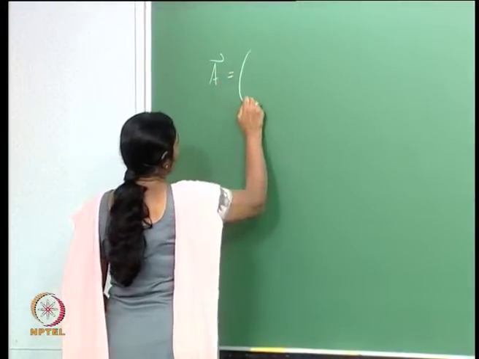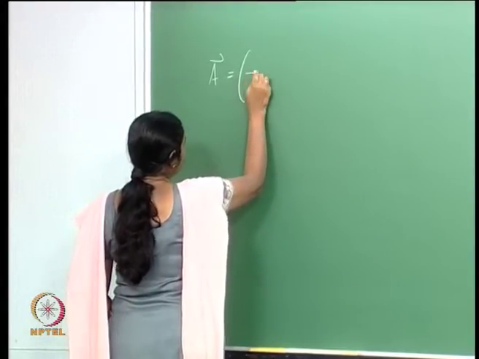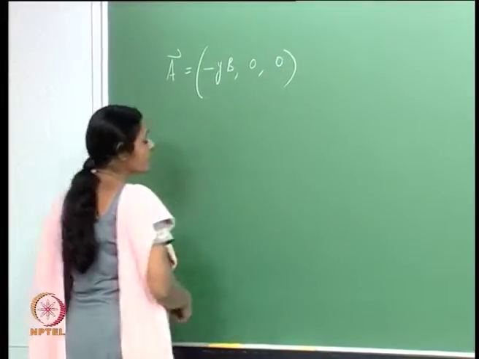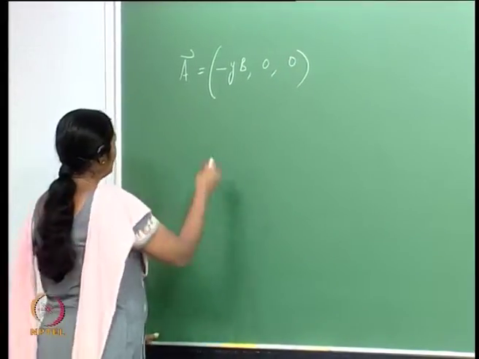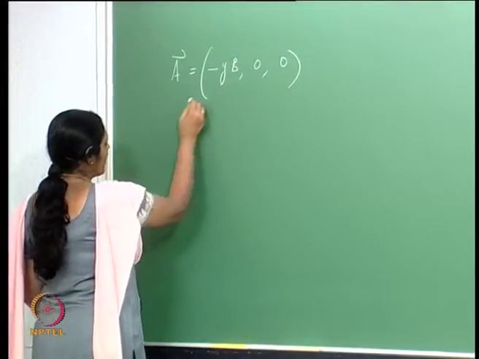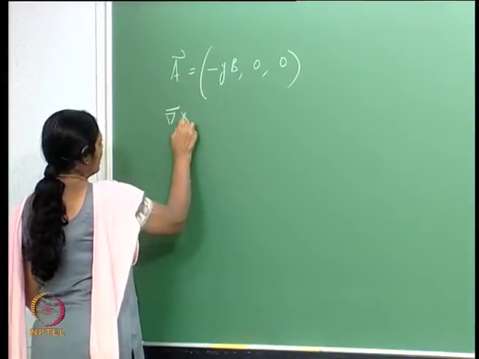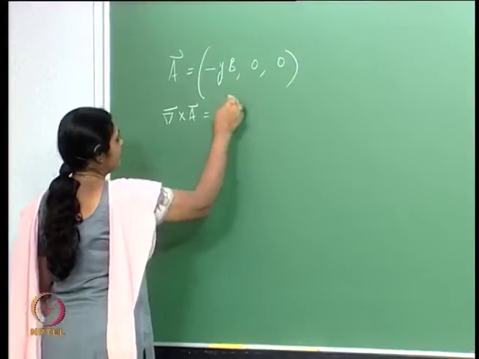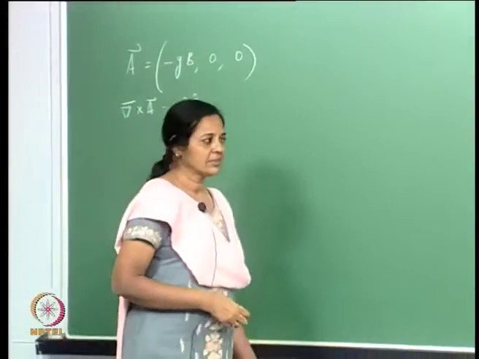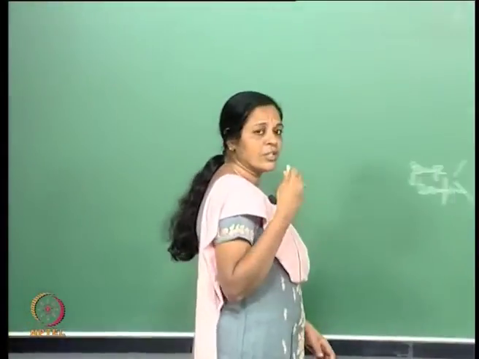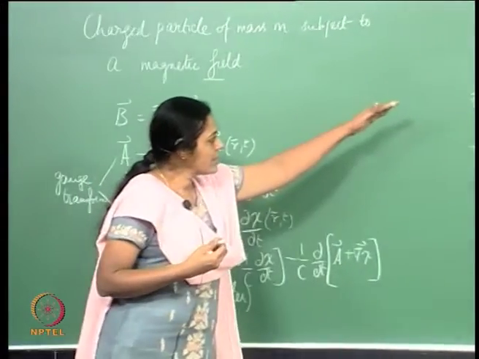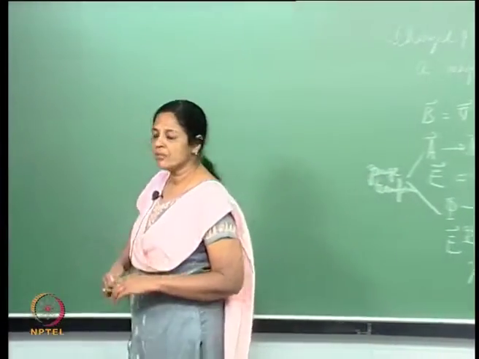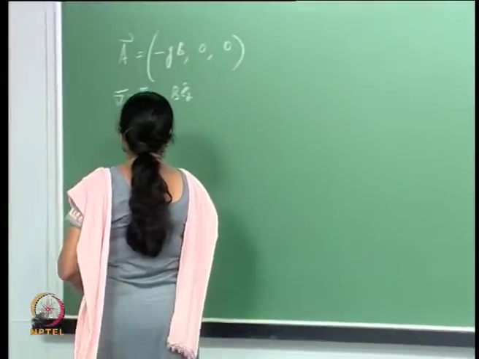I could choose A to be minus yb, 0, 0. Now, if I did this, it is clear that del cross A is again b Ez, which can be easily checked. So, it is possible to choose this set or that set for A, but then these two would differ by a gauge transformation.